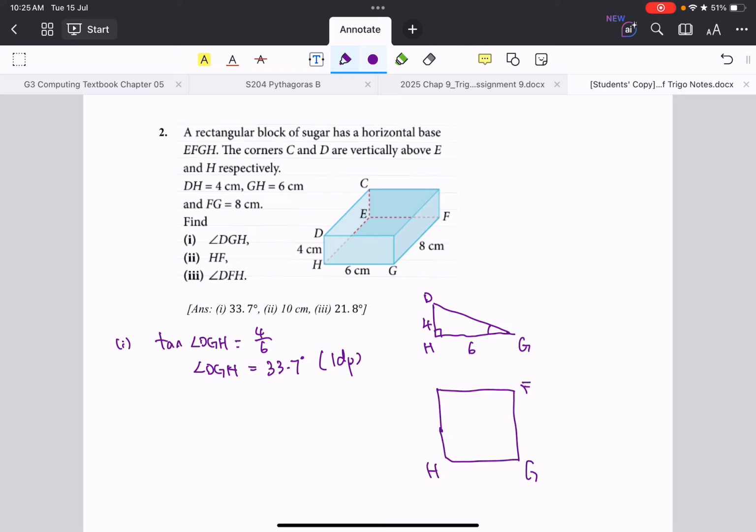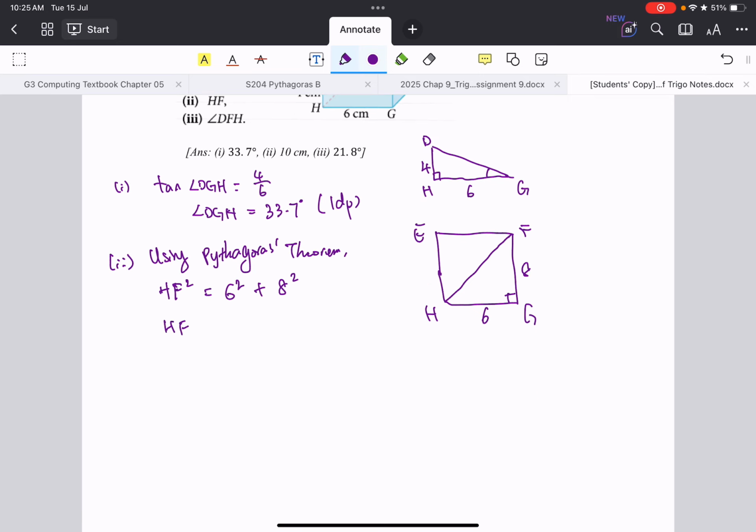H, G, F, E this way. HF is the diagonal here. This is 90 degrees, 8 units, 6 units. So part 2, using Pythagoras theorem, HF square is equal to 6 square plus 8 square. 6 square plus 8 square is 100. So the square root of that will be 10 units.